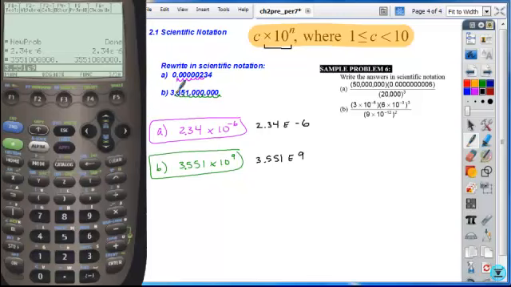What I would like you to do is take a moment and see if you can answer questions A and B from sample problem 6 using your calculators.